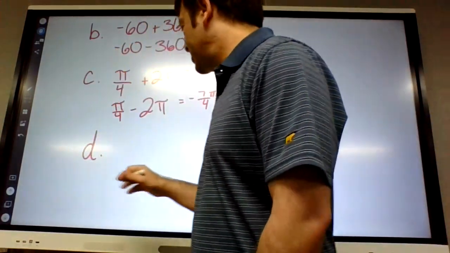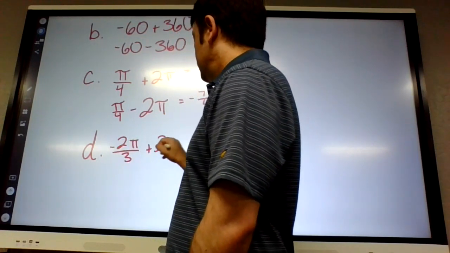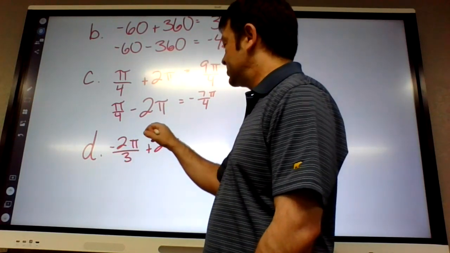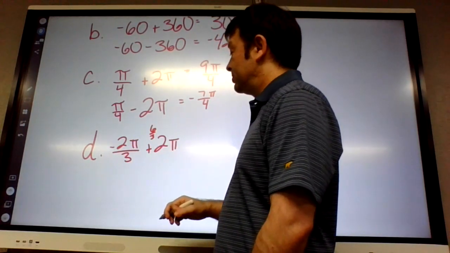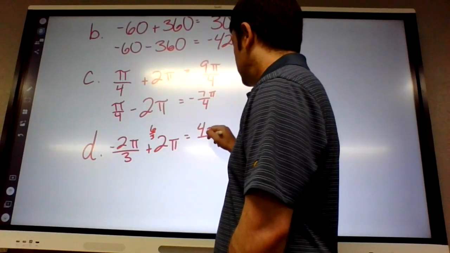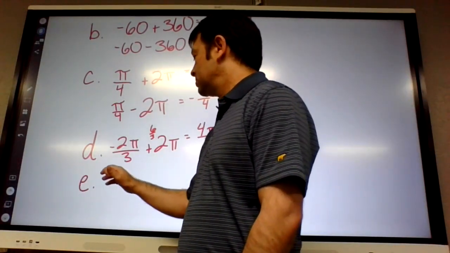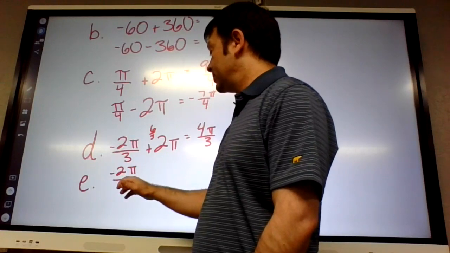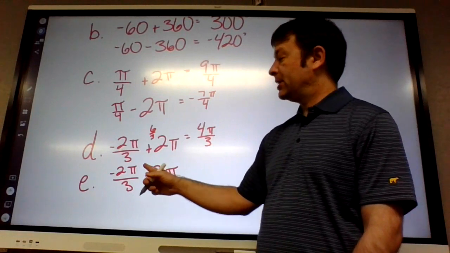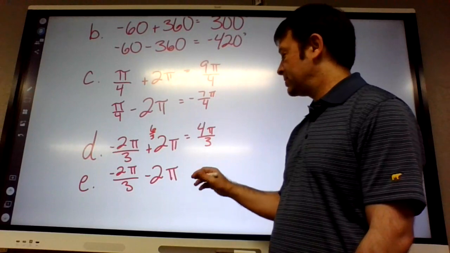D, negative 2 pi over 3. So this is kind of like 2 minus 2/3, or 6/3 minus 2/3, which is 4/3. And to get my negative version, subtract 2 pi. So it's like negative 2 2/3, which is negative 8/3.